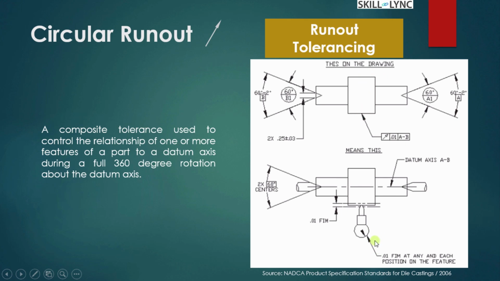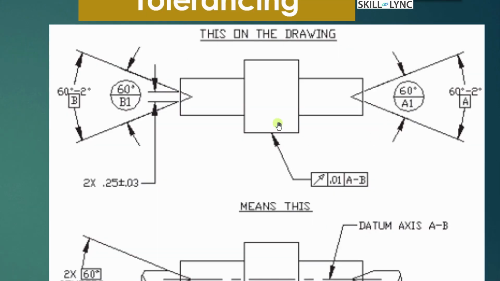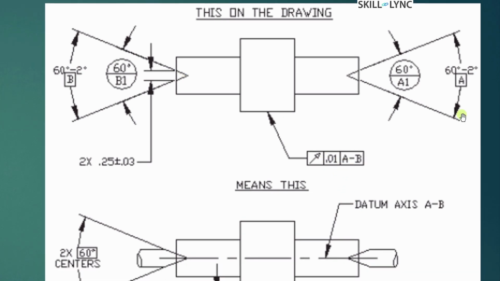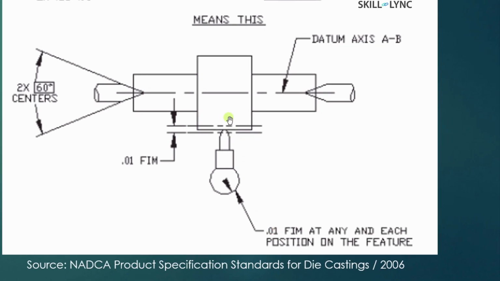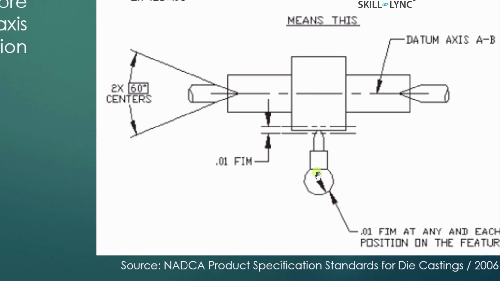You can see in this example here, for this feature, the runout is controlled on this surface. It means that the maximum variation is 0.01 with reference to the datum features A and B. For these two datum axes A and B, the feature is rotated upon it, and we have a circular dial gauge that is fixed onto a single point, and the variation of this circular dial gauge along this axis on the 360 rotation should be within a maximum tolerance of 0.01. So this is your circular runout.